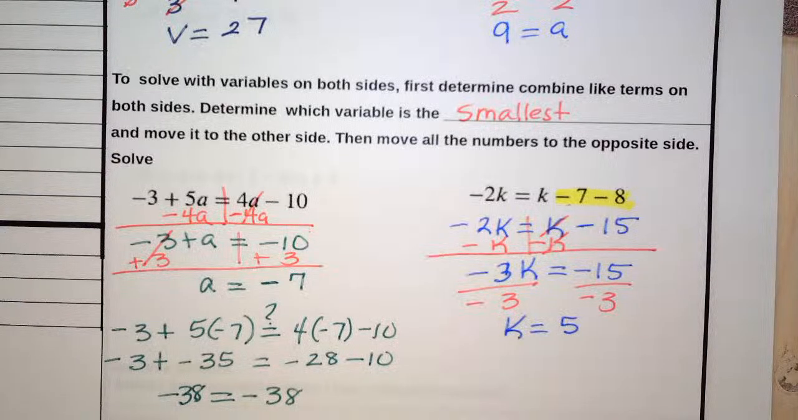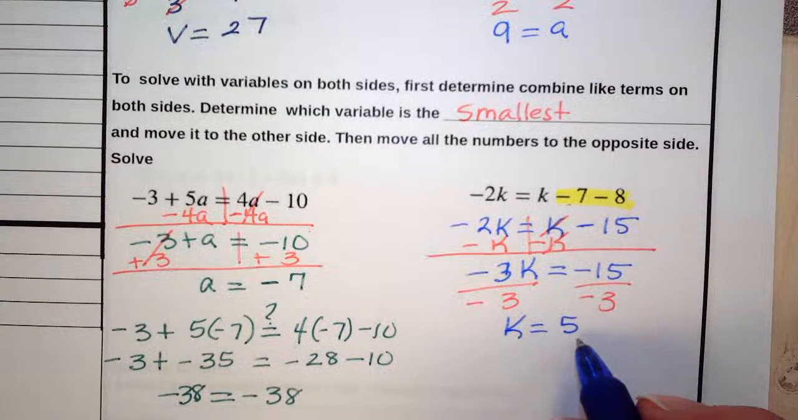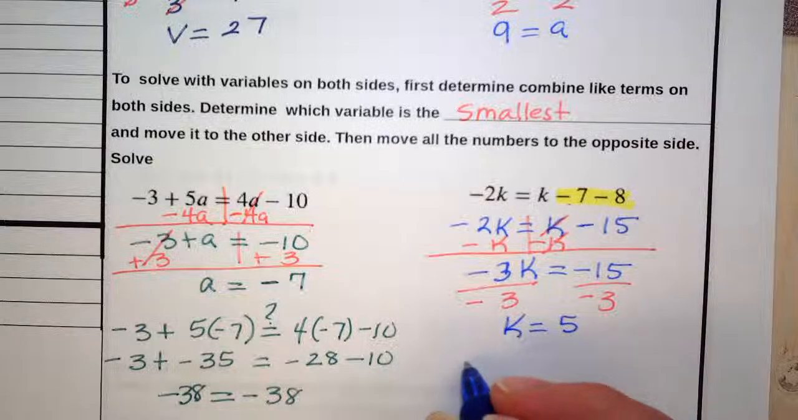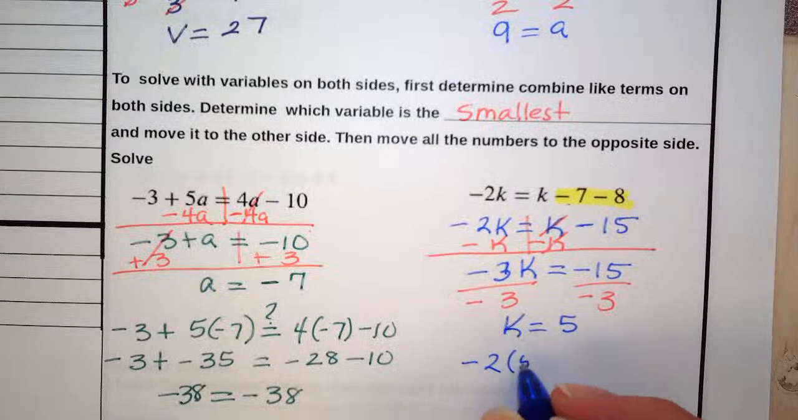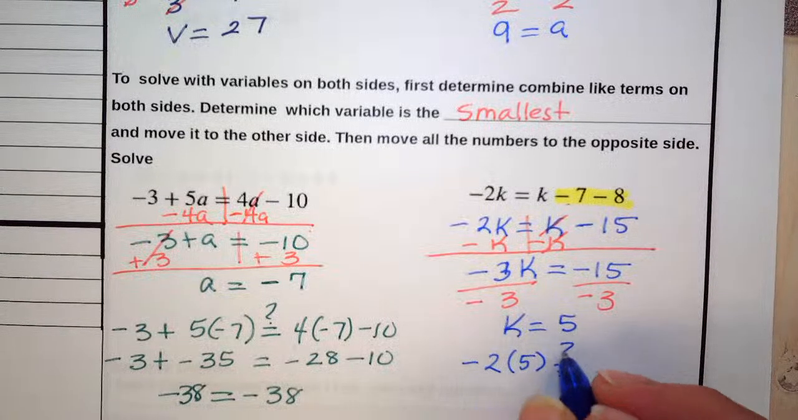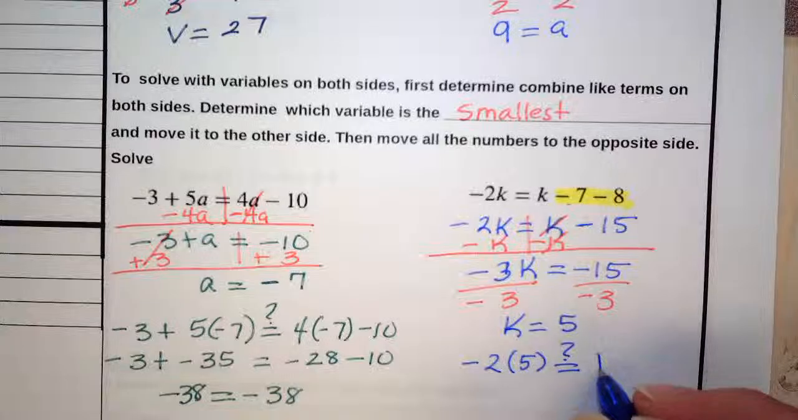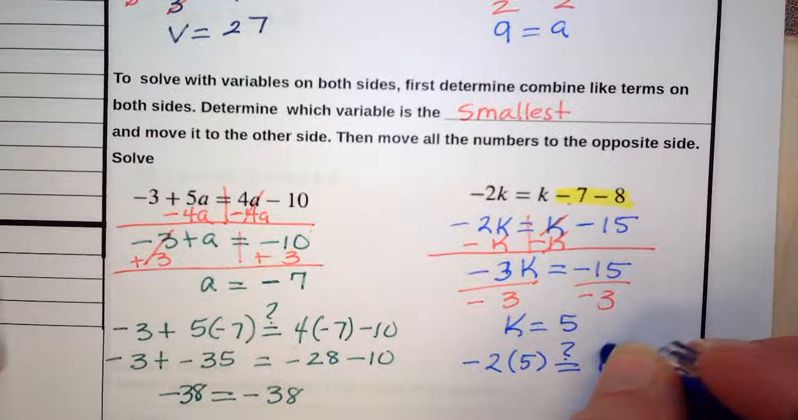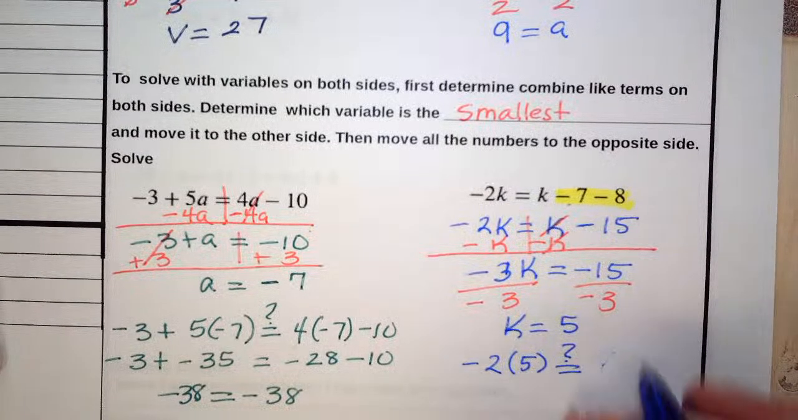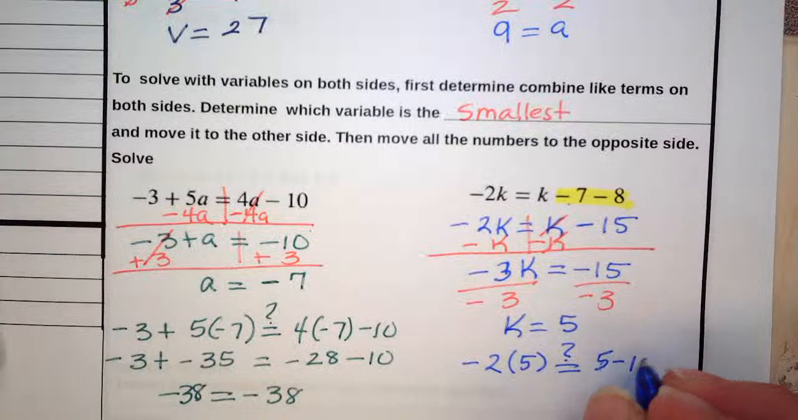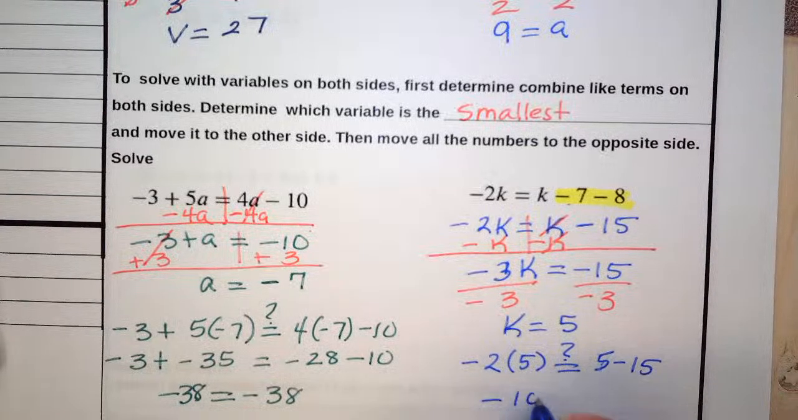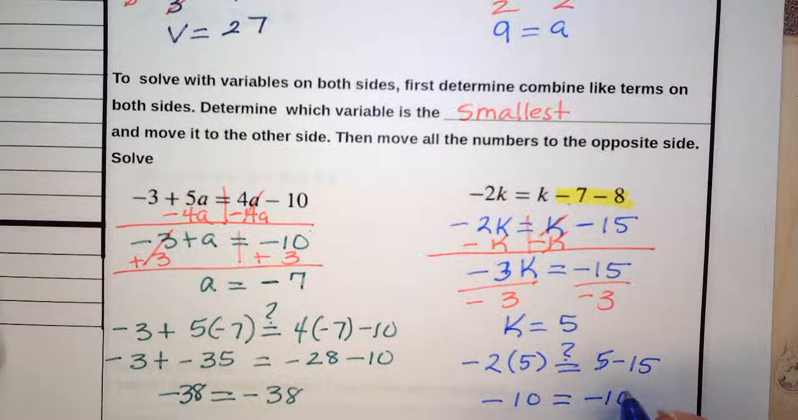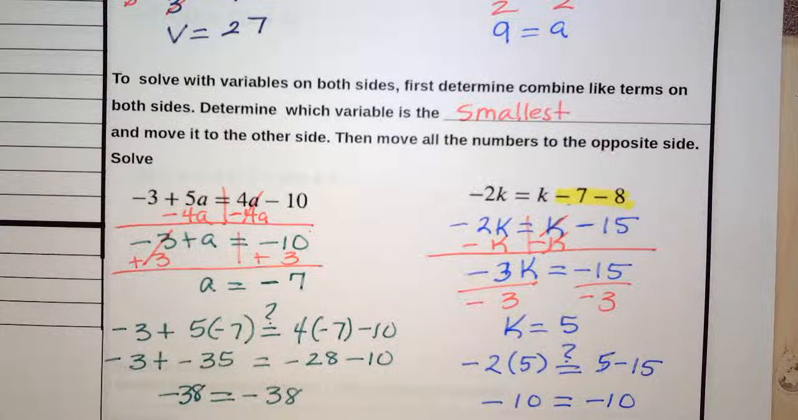Let's check the other one. We're going to substitute 5 in for k, so -2 times 5, is that equal to k minus 15, or 5 minus 15? Is negative 10 equal to negative 10? Yep, we've checked and it is correct.